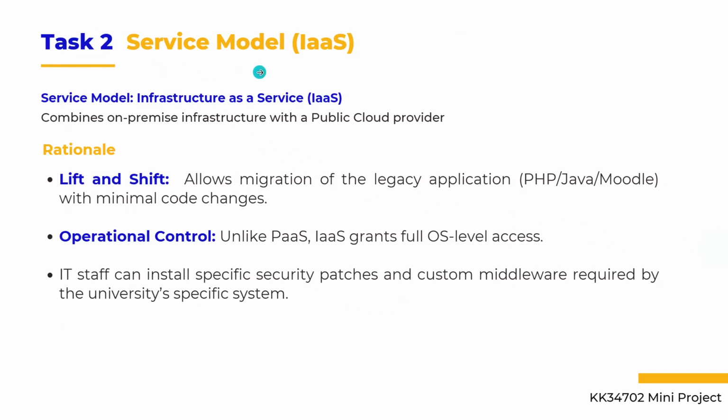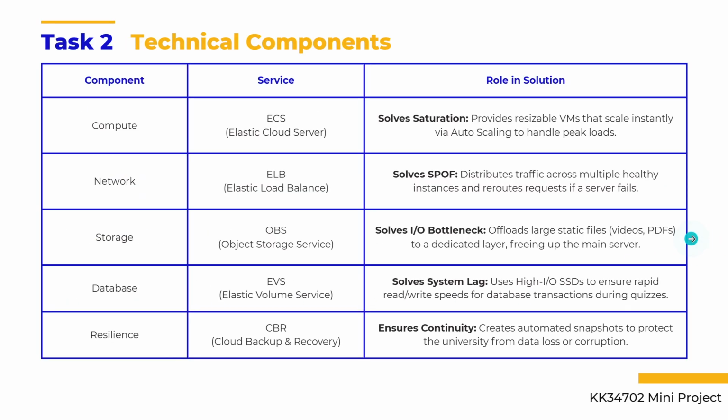What is our service model? The service model used is IaaS, which is infrastructure as a service. The rationale is a lift and shift. This allows the migration of the legacy application of the university with minimal code changes. And then the operational control, unlike PaaS, IaaS grants full OS-level access. And then the IT staff can install specific security patches and custom middleware required by the university's specific system.